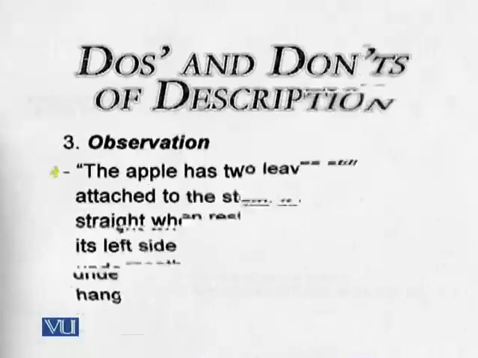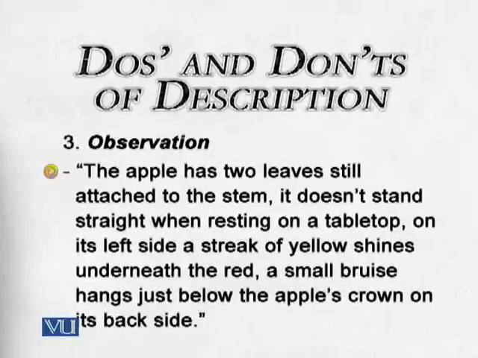I mean, you have seen an apple, I have seen an apple, but when you put an apple on a table, for example, how it stands and how it is placed, and all the different effects which are bound with its positioning, probably you overlook, probably I overlook. But a descriptive writer has to give special attention to the smallest details involved. For example, the apple has two leaves still attached to the stem. It doesn't stand straight when resting on a tabletop.